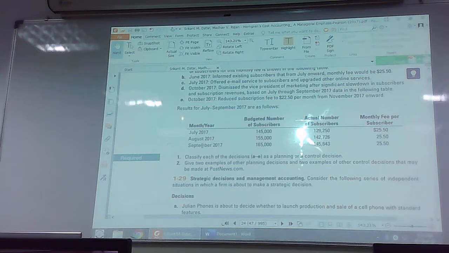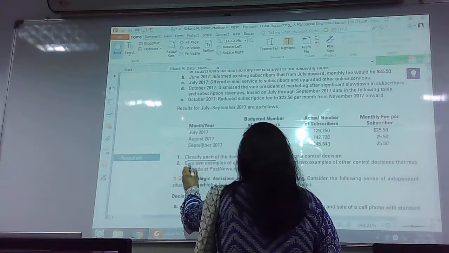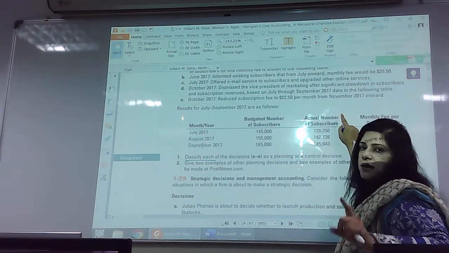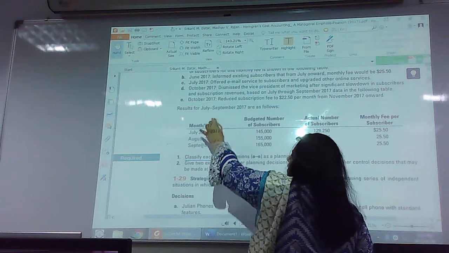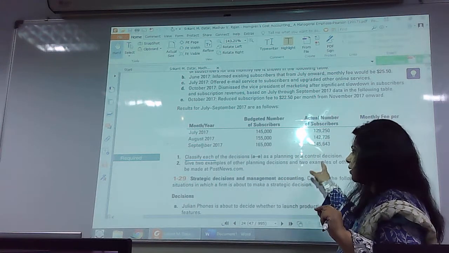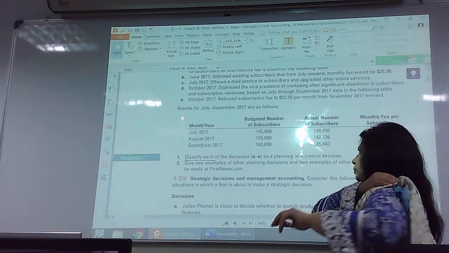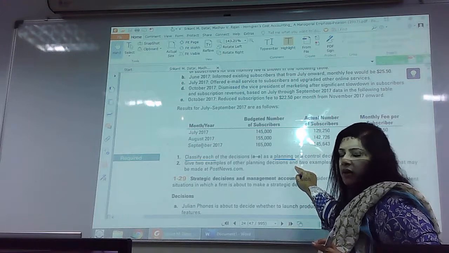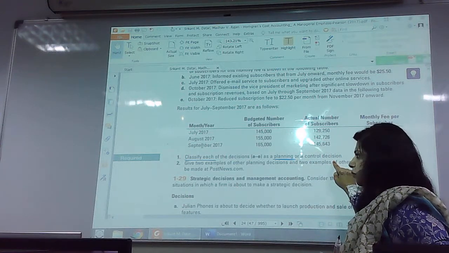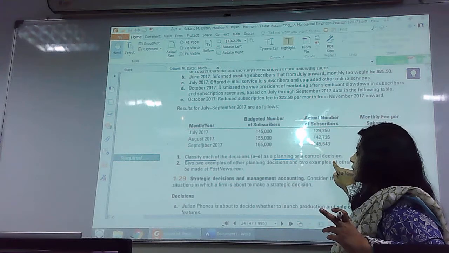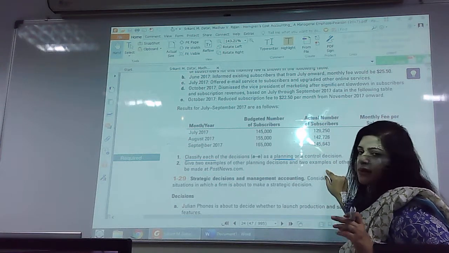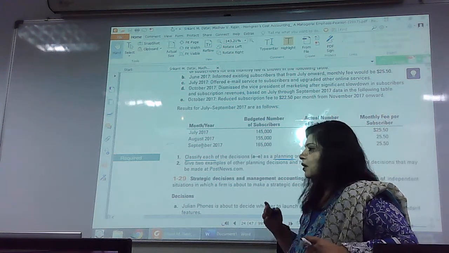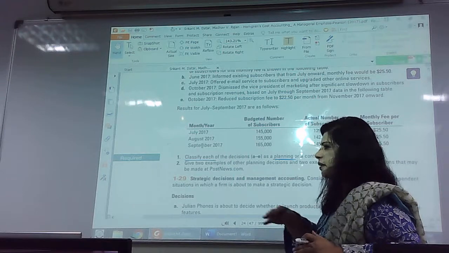Now this question you have to solve. First of all, classify each of the decisions as a planning or control decision. I'll just give you a hint. All these A, B, C, D, E parts, you have to decide whether they're planning or control, but rather I would suggest that you say in what way could they be planning and in what way could they be control decision, number one. And in part two, you have to give your own example of a planning and a control decision. That may be related with Post News or some other company as well. I can just give you that much leverage.